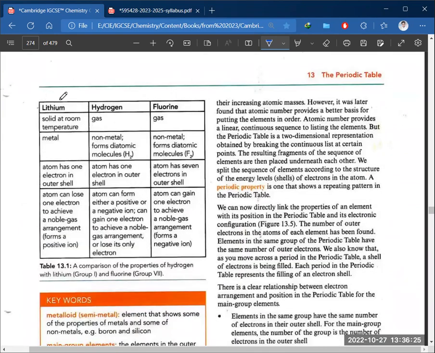Anas, I want you to read the table right here. The lithium column only. Okay, lithium: solid at room temperature. Metal, atom has one electron in outer shell. Atom can lose one electron to achieve a noble gas arrangement. Forms a positive ion. Neha, next one. Next column.